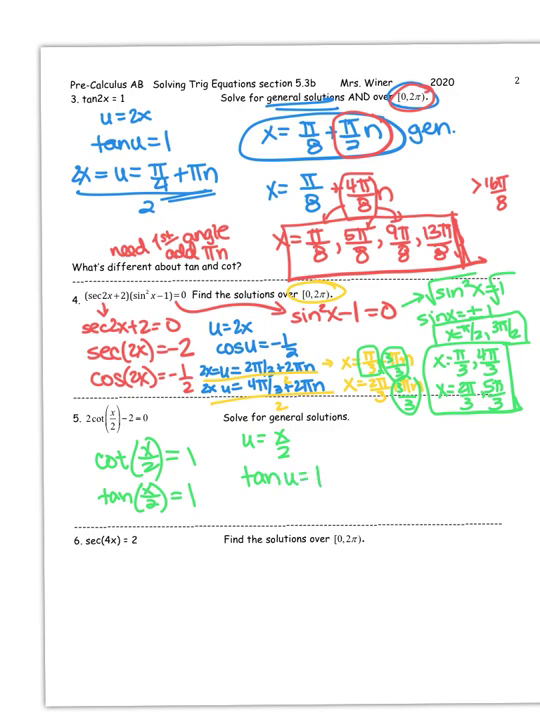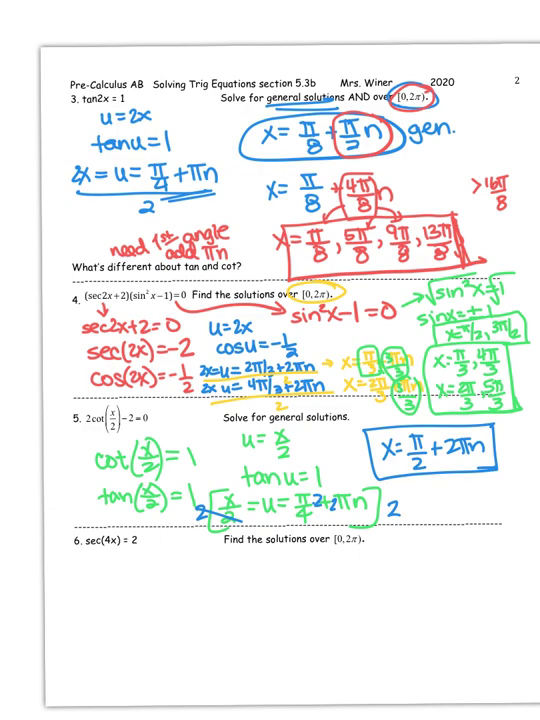Okay, so what would u equal? Well, for tangent, we only do the first one. So it'd be pi over 4 plus pi n. But now I have to unsubstitute because I want x, I don't want u. And this time, we have to multiply everything by 2. So I get x equals, multiply by 2, that becomes pi over 2, multiply by 2, plus 2 pi n. And that's it.